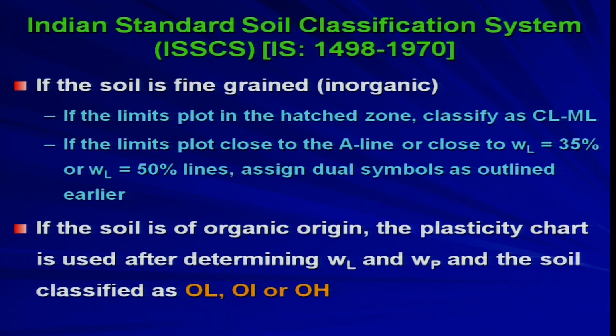So, if you get the organic soil, you simply perform the liquid limit and plastic limit test and you obtain liquid limit and plastic limit, and then you find out the plasticity index. You go back to the IS plasticity chart, and there you see where it is coming, whether the liquid limit is below 35% or between 35 and 50% or above 50%. Based on that, you classify OL, OI or OH.